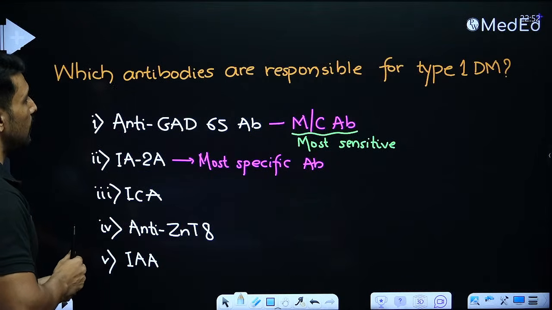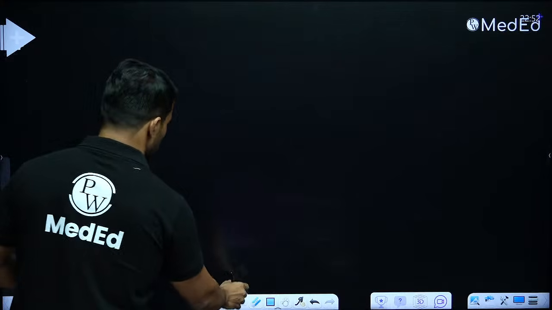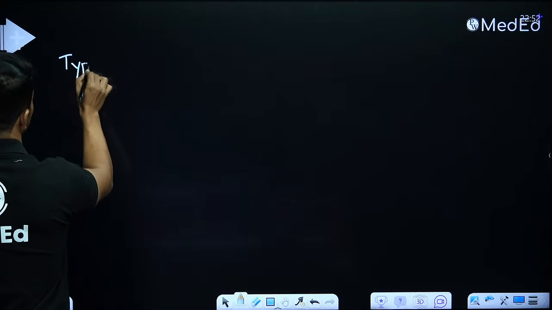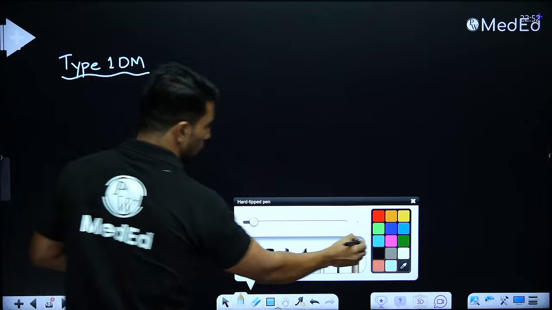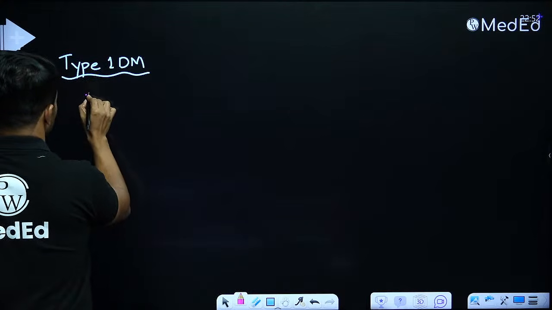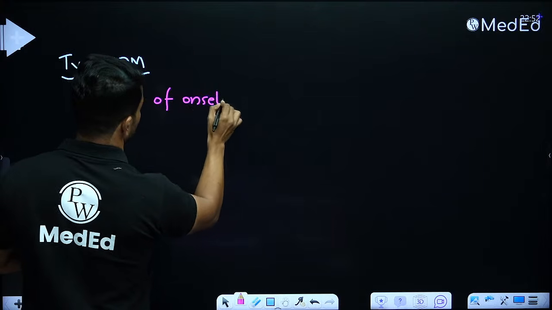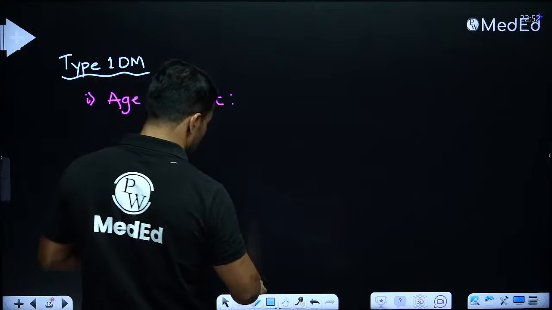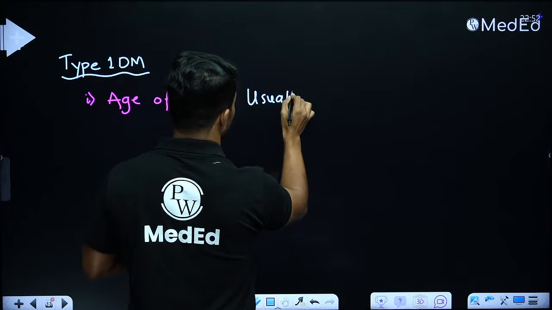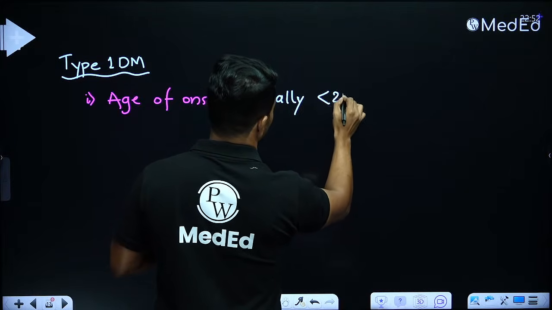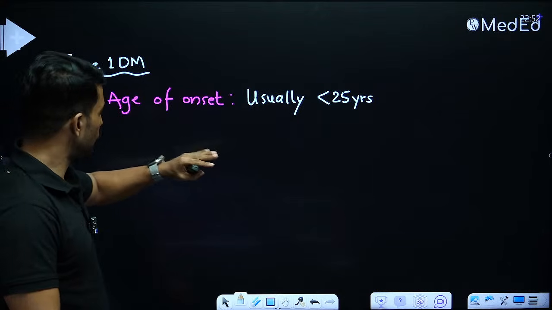So the key point that we learn by understanding type 1 diabetes pathophysiology is that type 1 diabetes is characterized by a few things. The first point I want you to remember is age of onset. I'm not saying that all patients will have this age of onset, but it is usually less than 25 years of age.